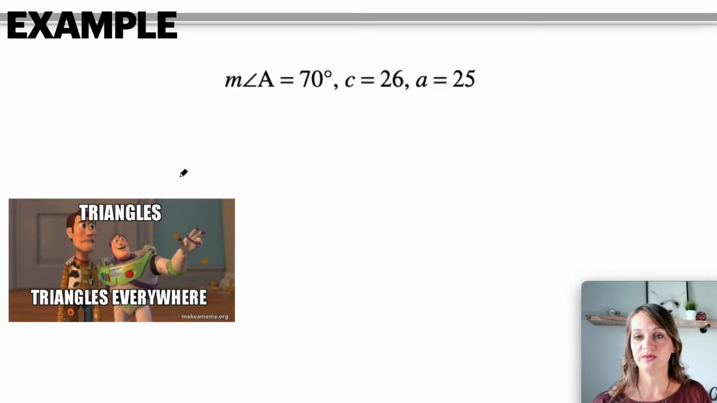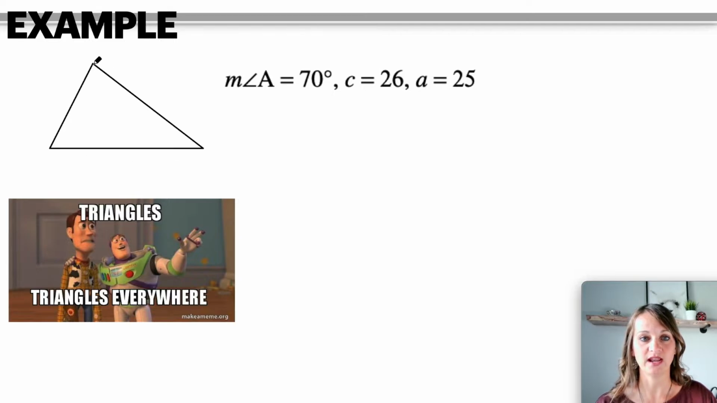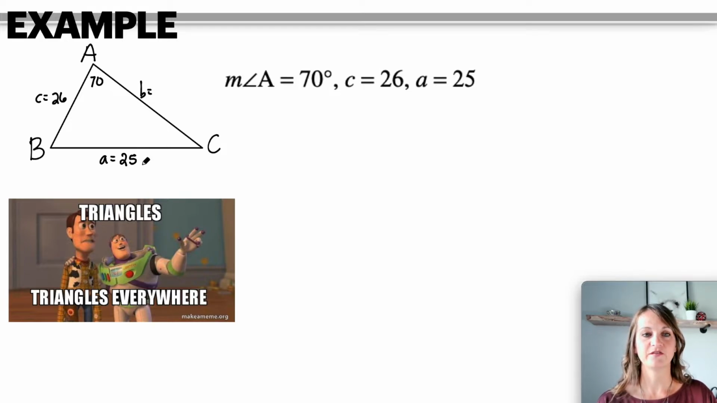Now sometimes you're going to be given the information without being given the triangle, which changes nothing. You can still just draw a triangle and then write out where your angles are going to be. It doesn't matter which one. So if I'm going to say that that's A, that means that must be little a. If that's B, then that must be little b. And if that's C, then that must be little c. We know that angle A is 70. We know that little c is 26. And we know that little a is 25. Okay, first thing you do: do you have an angle and its opposite side?